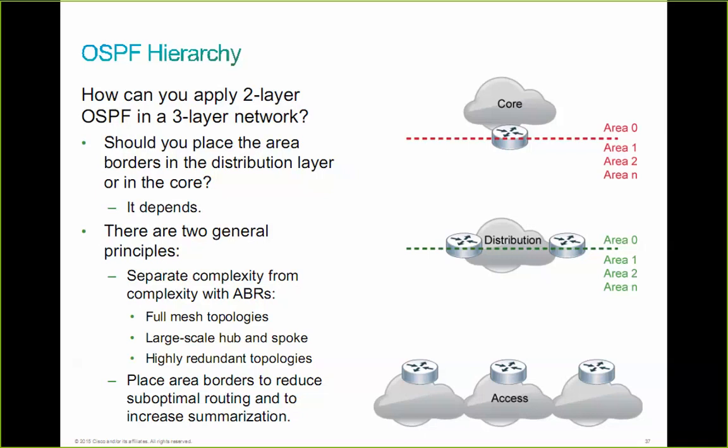Another thing to consider in a totally stubby area, and if you guys remember, totally stubby areas don't allow any routes in. You can't have an ASBR attached to a totally stubby area. You can't have type 7 routes in a totally stubby area. You will not see type 5 routes or even type 3s. The only thing that's allowed into a totally stubby area is a default route.